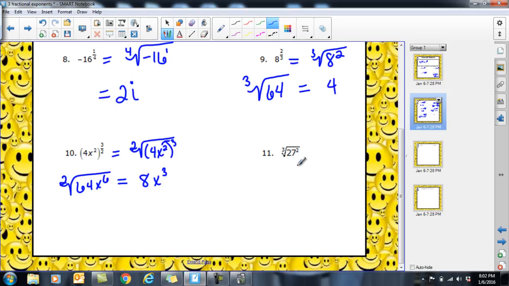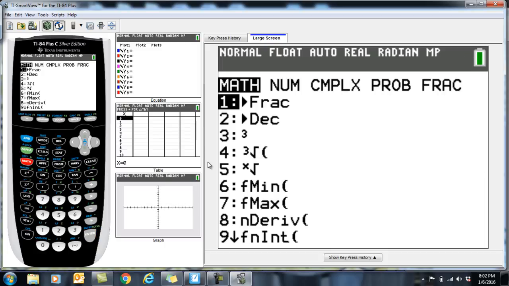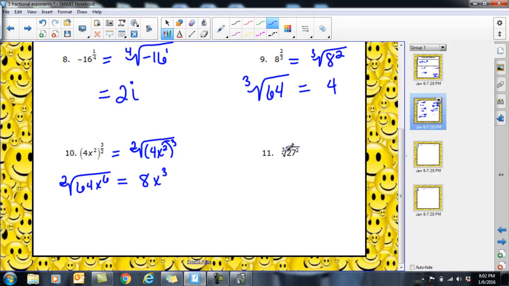I know that in my head. If you don't know that in your head, it's okay. You can take the cube root of 27 on your calculator, just like we did with this. So you'll do math, you'll choose option number 4, and you'll type in your 27 for your cube root, and you should see that the cube root of 27 is 3. So I've now simplified this down. The cube root of 27 is 3, so this becomes 3 squared, and 3 squared is 9. So that's the solution to that.